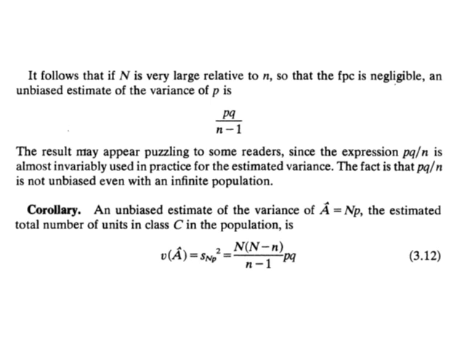The result may appear puzzling to some readers, since the expression pq over n is almost invariably used in practice for estimated variances. The fact is that p times q over n is not unbiased, even with an infinite population. So we get to this result: the unbiased estimate of the variance of A hat equal to capital N times p, the estimated total number of the units in class C in the population, is variance of A hat equal to N squared times capital N minus small n over capital N minus 1 times pq.